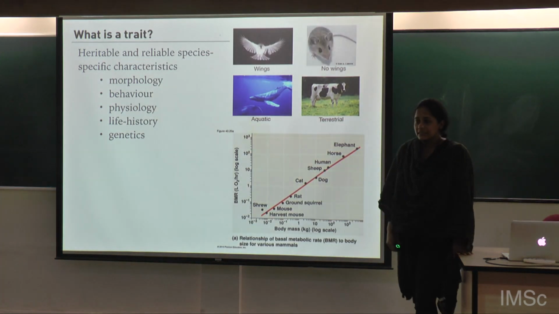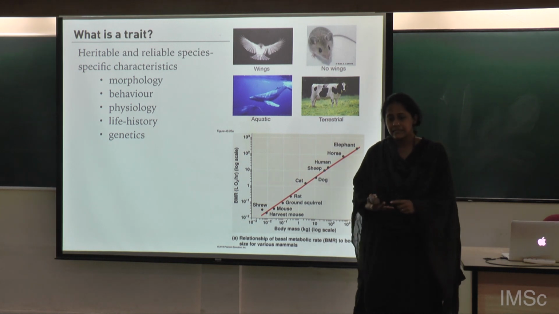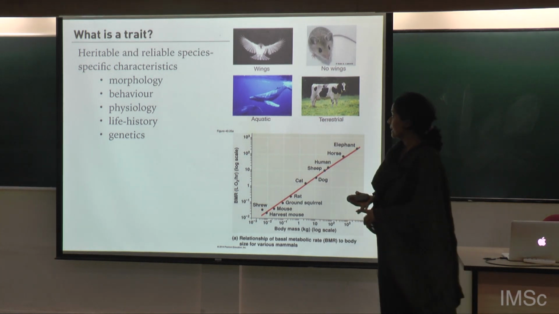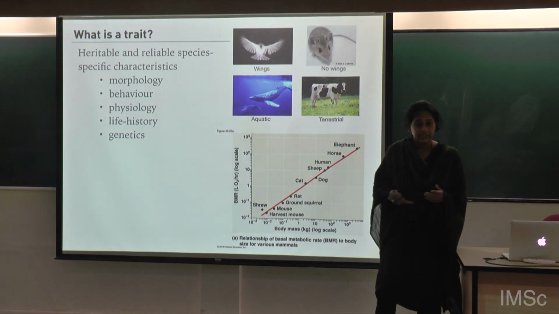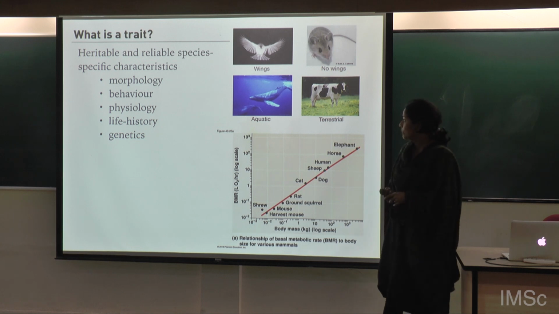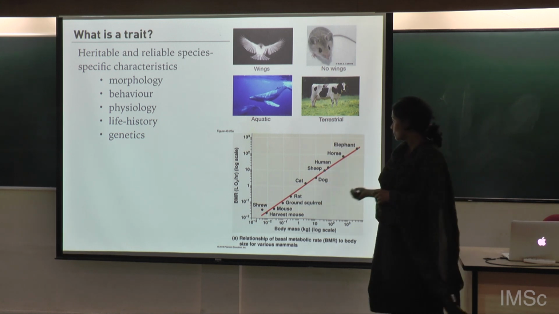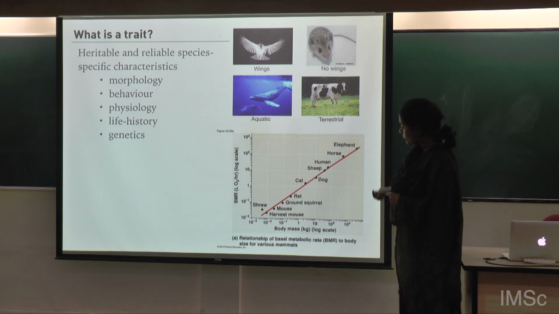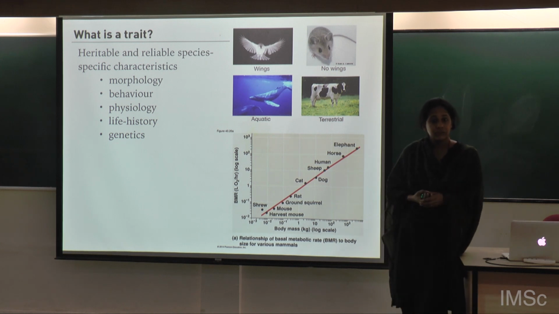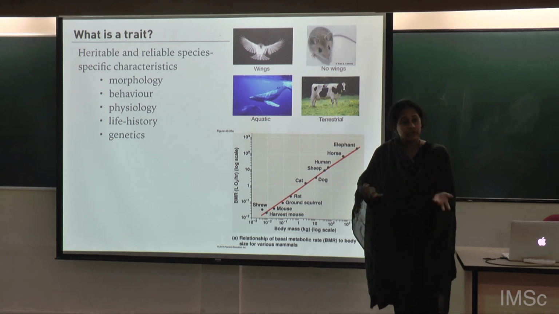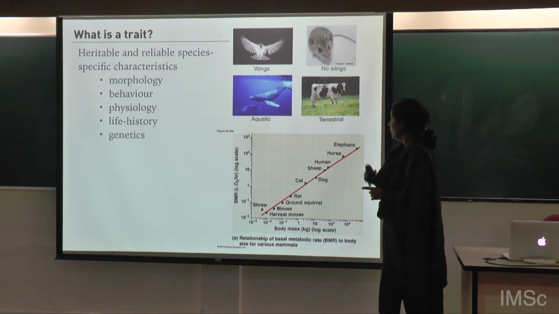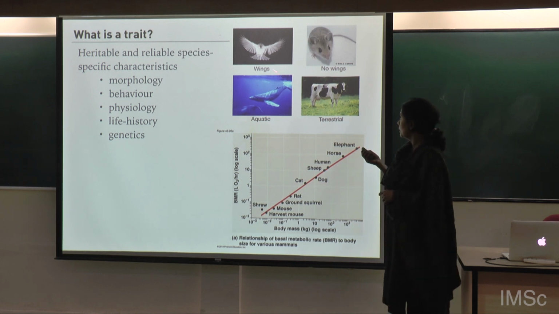So what is a trait? Traits are characteristics, and they can be of several kinds. You can have morphological traits like beaks. You can have behavioral traits like a dance that a bird does to attract a mate. You can have a physiological trait, which could be something like basal metabolic rate. You can have a life history trait, which could be timing of reproduction, or you could have a genetic trait. So all of these in some ways are different kinds of traits.